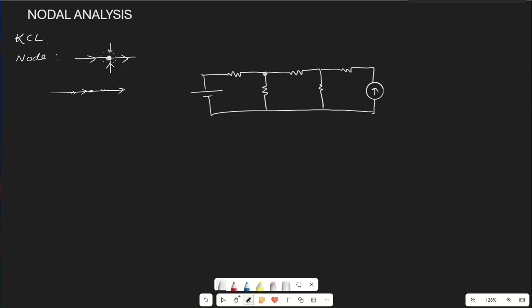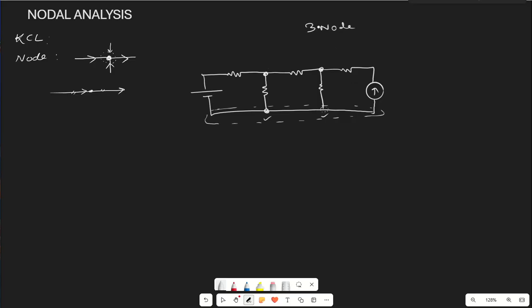this is a node where we have 3 branches. This is another node where we have 3 branches, and below also we can see this is also a node which contains 3 or more branches, right? We cannot call these separate nodes because this point and this point and this point are the same. There is no resistance in between, so these points are the same, so we can call all these points together a node, right? So this circuit contains 3 nodes.